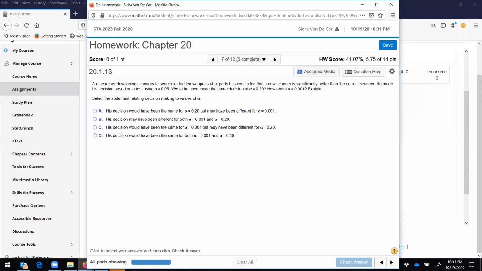A researcher developing scanners to search for hidden weapons at airports has concluded that a new scanner is significantly better than the current one. He made his decision based on using a test using alpha equals 0.05. Would he have made the same decision at 0.2 or 0.001?